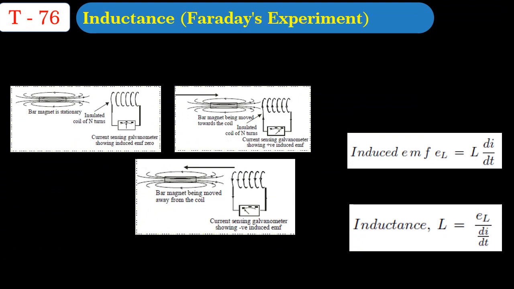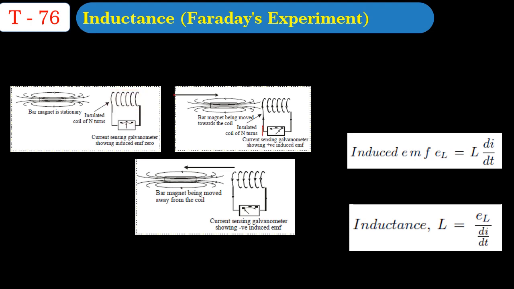Friends, to understand the concept of inductance and induced EMF in it, we need to discuss Faraday's experiments. Here is a circuit in which a current sensing galvanometer is connected across a coil of N turns and there is a permanent bar magnet. If the magnet is stationary as shown in this figure, there is no deflection in the galvanometer, meaning there is no current flow in the coil and there is no EMF induced in the coil.